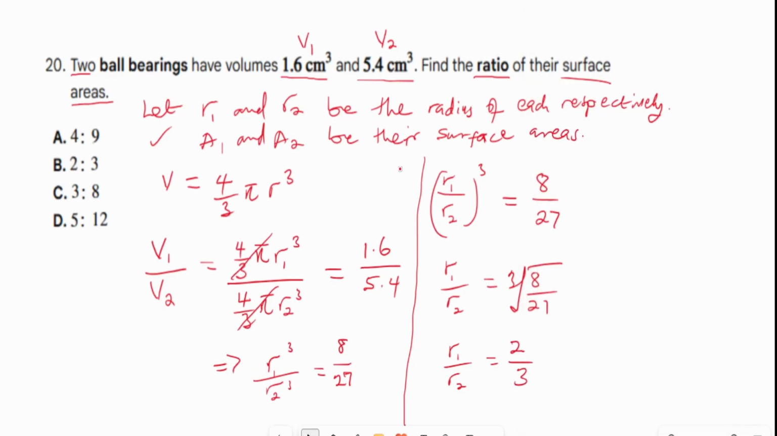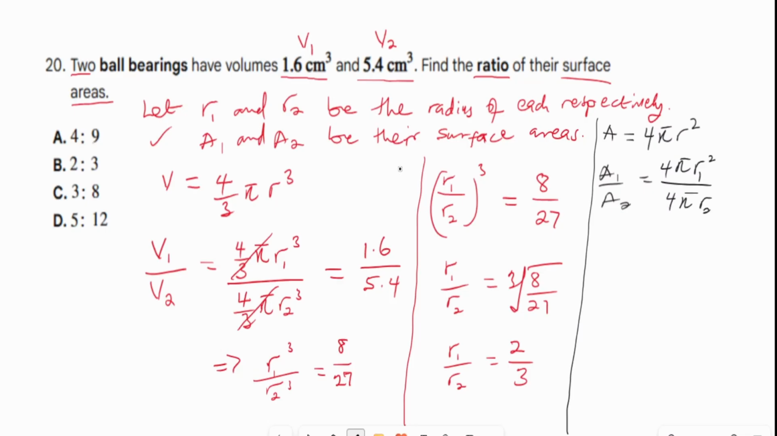It means that the radius of one of the ball bearings is 2 and that of the second one is 3. And then the question asks us to find the ratio of their surface areas. So we'll start by writing the surface area of a sphere to be 4 pi r squared. So the ratio, which will be A1 over A2, will be 4 pi r1 squared over 4 pi r2 squared.